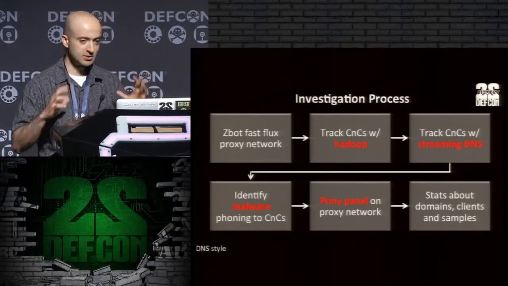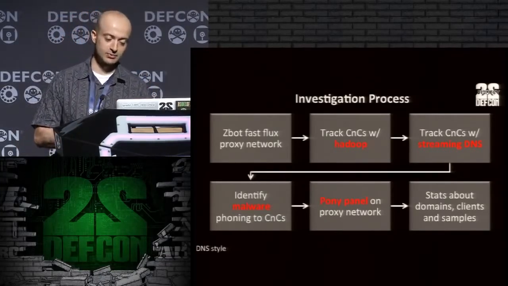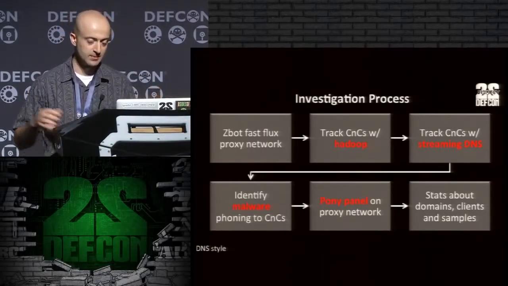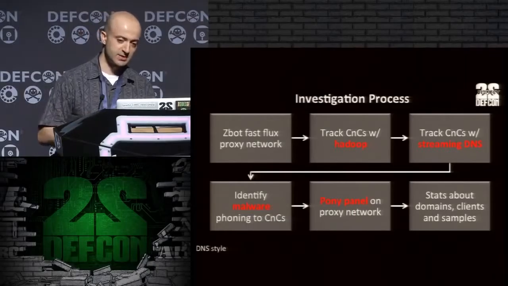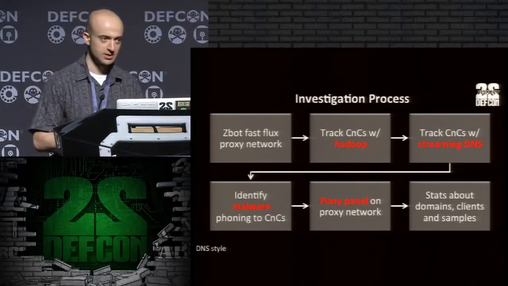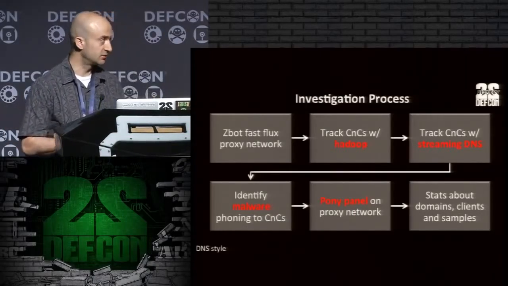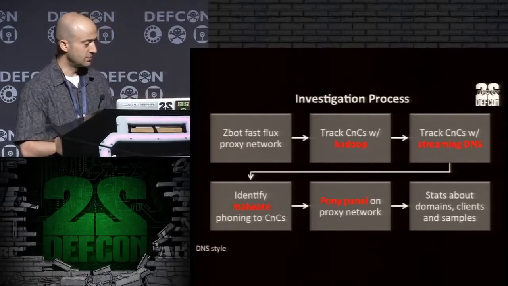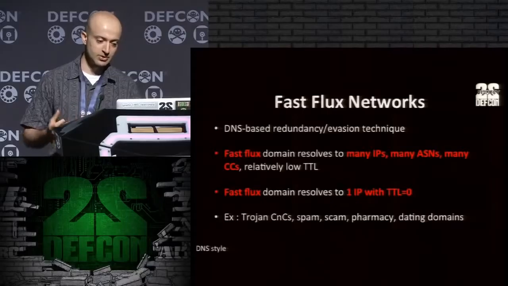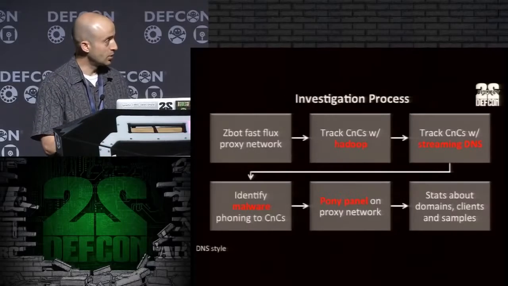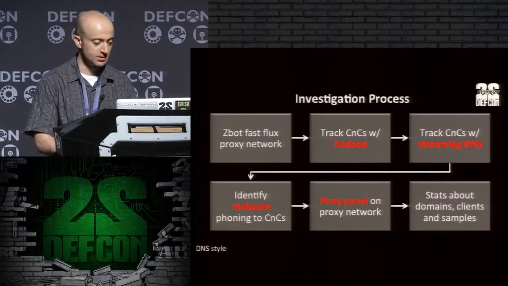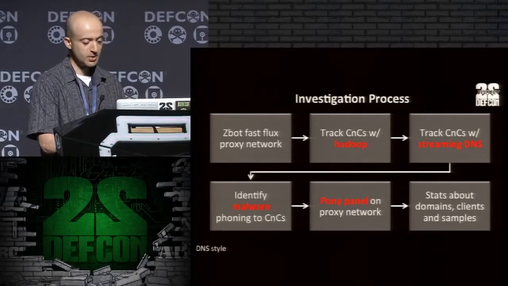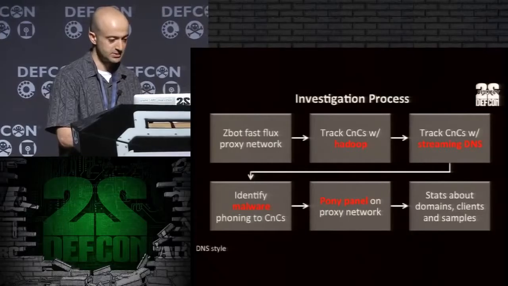Now, a little bit about our research process in this part. So we start focusing on the ZBot fast flux proxy networks. Like we said, we use two methods. One is using Hadoop because we have a lot of data, most of it on HDFS, and the other one is using the streaming DNS traffic because we have streaming authoritative DNS traffic coming in, so we can also use that. With that, we can identify the malware, and then we also discovered Pony Panel hosted on one of these proxy network domains. And then at the end, we'll share some stats about the botnet and the samples and the clients.